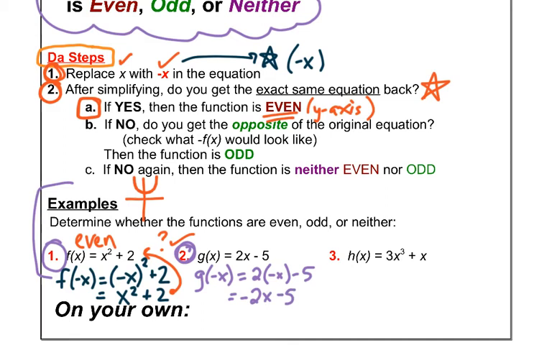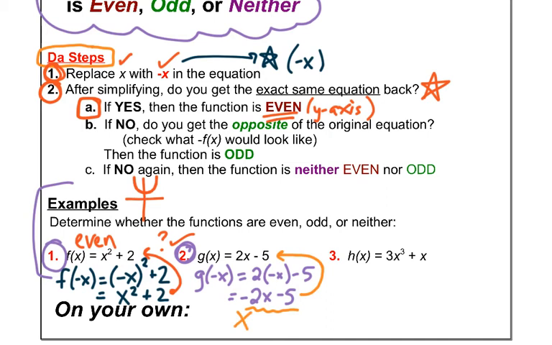Let me do step 2, which means after you simplify, let's go back and check. Is this the same equation I started with in the original? Boy, it's close, but can you see the difference? The 2 is changed, but the 5 hasn't. The 5 looks pretty good, still negative 5, but the 2 changed to a negative 2. So no, this is not the original.